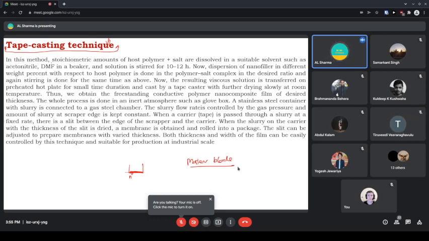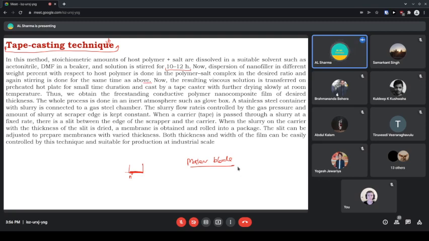I can read for you. In this method, a stoichiometric amount of host polymer and salt is dissolved in a suitable solvent such as acetonitrile, DMF, whatever we said in the earlier slide, in a beaker, and the solution is stirred for 10 to 12 hours. The time varies depending on what polymer and what salt you are taking. Now dispersion of nanofiller in different weight percent with respect to the host polymer is done in the polymer salt complex in the desired ratio, and again stirring is done for the same time as above.